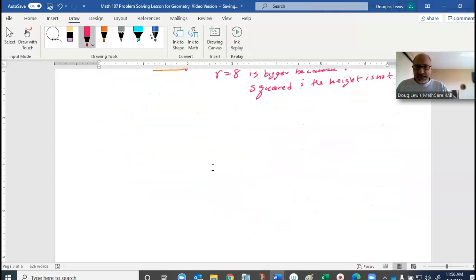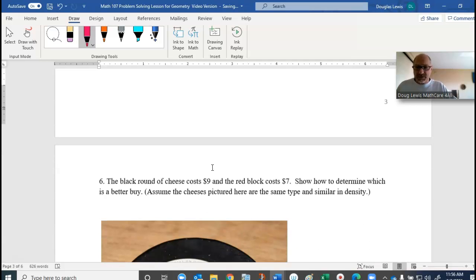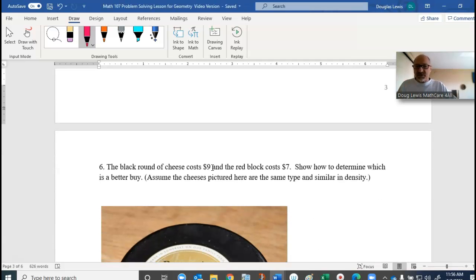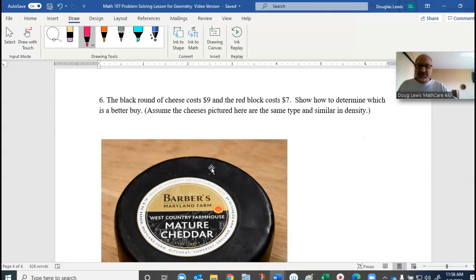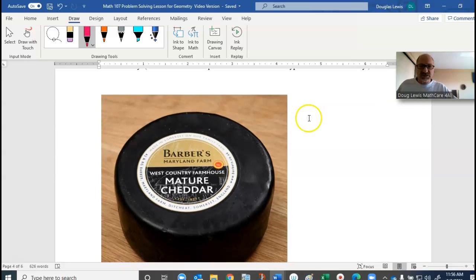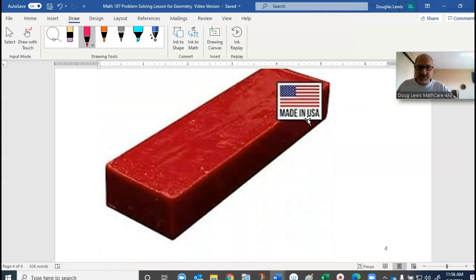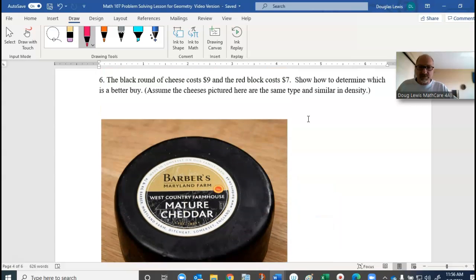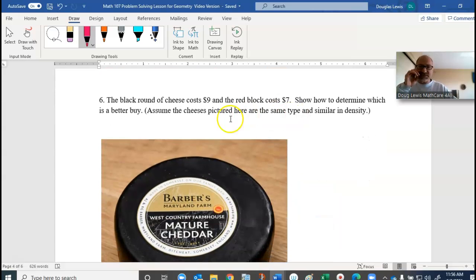Okay, so lastly, we've got another problem here. It says, there's a black round of cheese, and it costs $9, and the red block costs $7. So if I scroll down, I see the red block, and I see the black round. The black one's 9, and the red one's 7. It says, show how to determine which is a better buy. And we're supposed to assume the cheeses pictured here are the same type and similar in density.